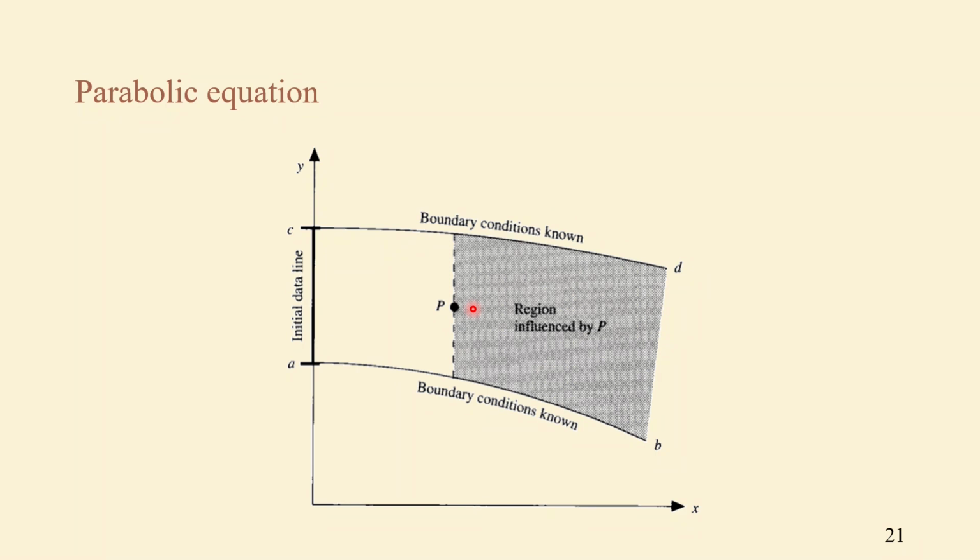Parabolic and hyperbolic equations are marching problems, because if there is any disturbance at a particular point P, we can march forward and see how far the disturbance is traveling. So the marching problem comes under hyperbolic and parabolic equations.